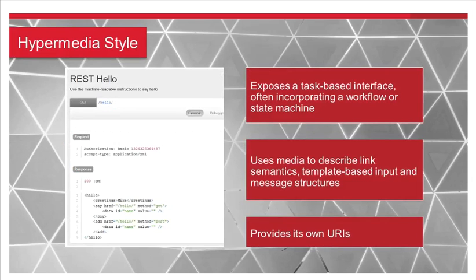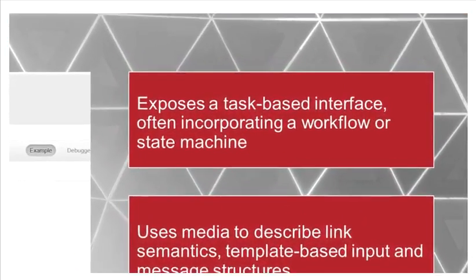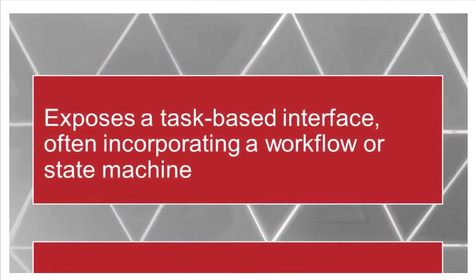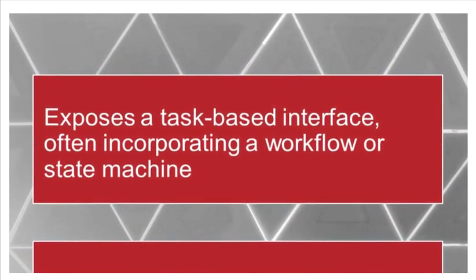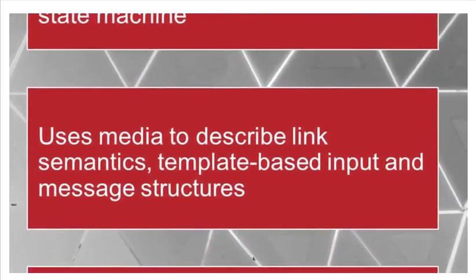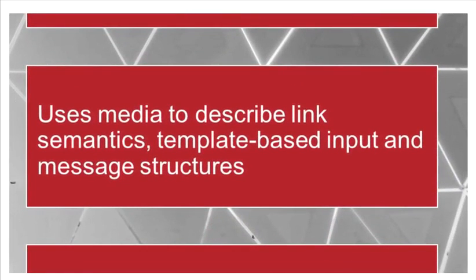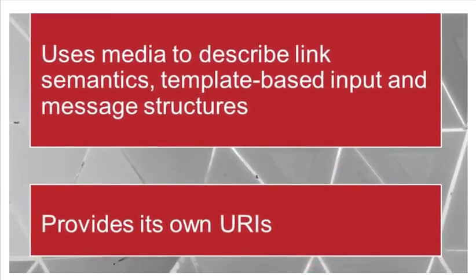In much the same way that you use links to navigate the web and forms to provide input, a hypermedia API provides links to navigate a workflow and template input to request information. The interactions between the client and the API provider are more self-describing and intuitive. Some characteristics of a hypermedia API: it exposes a task-based interface, often incorporating a workflow or state machine. It uses media to describe link semantics, template-based input, and message structures. And it provides its own URIs.